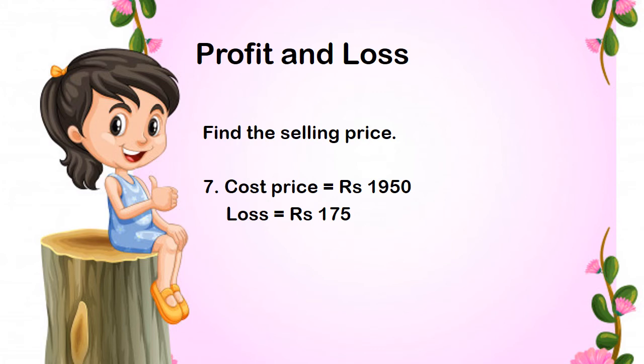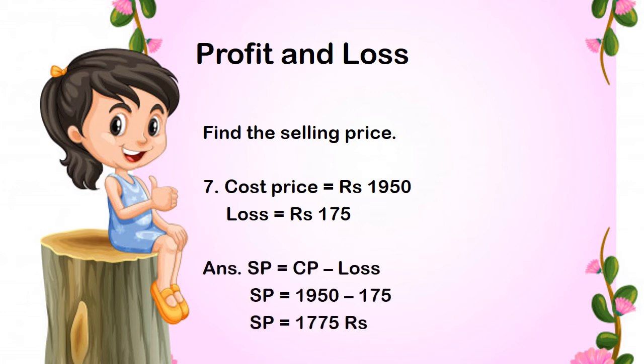Find the selling price. Cost price is equal to 1,950 rupees. Loss is equal to 175 rupees. Answer: selling price is equal to cost price minus loss, which is equal to 1,950 minus 175 equal to 1,775 rupees is the selling price.